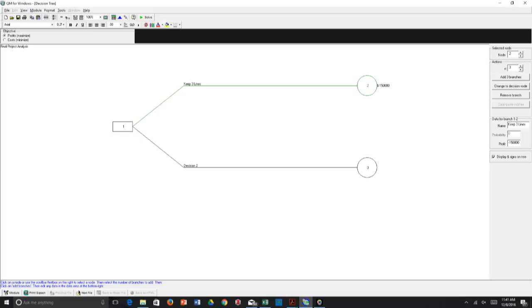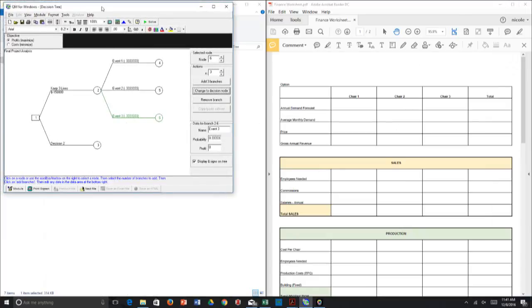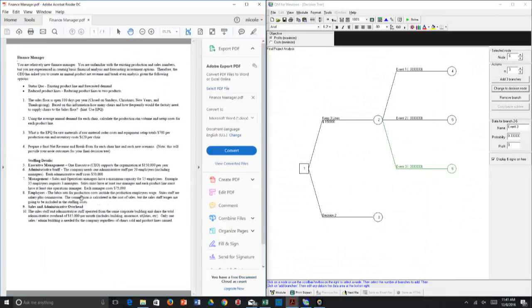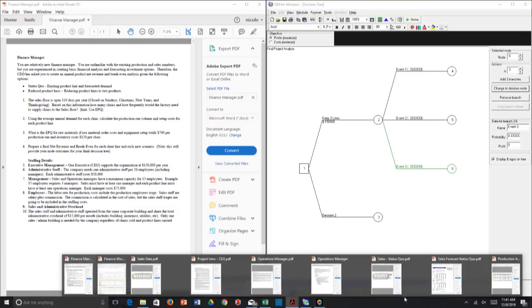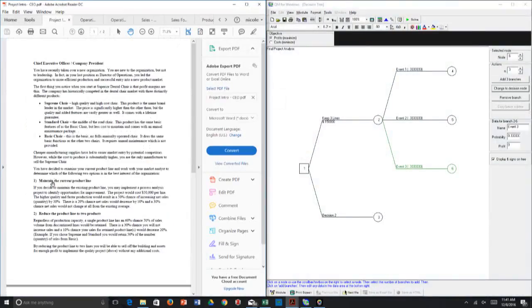And with this, there are 3 possibilities that could occur. So we're going to add our 3 branches, make sure that these are event nodes. And we're going to go back to some of our instructions to determine what exactly those 3 processes were. So let's shrink this a little bit and move it over here. And let's go back to some of our instructions. We have our finance manager. We also have our introduction project here.